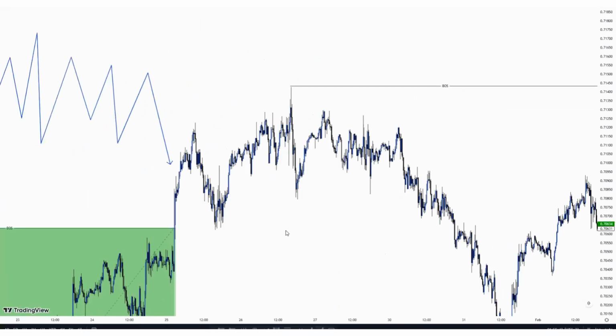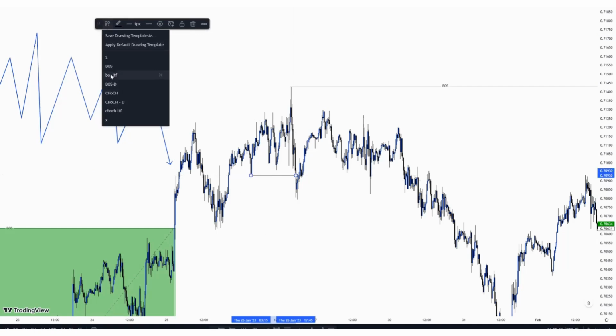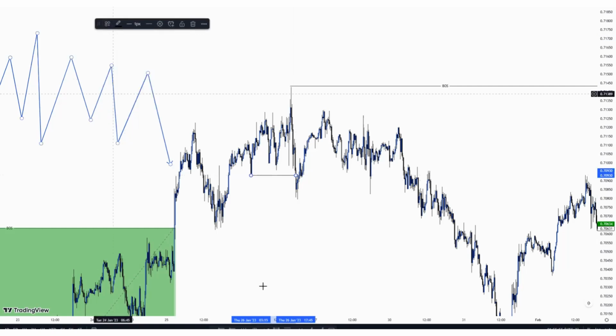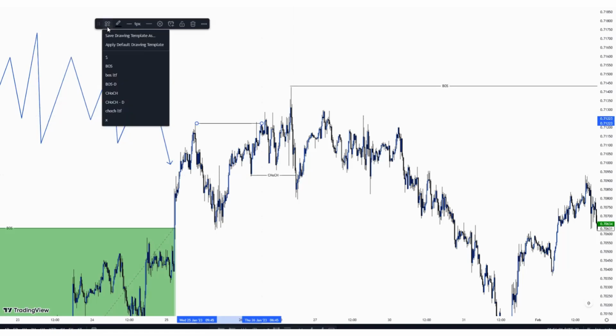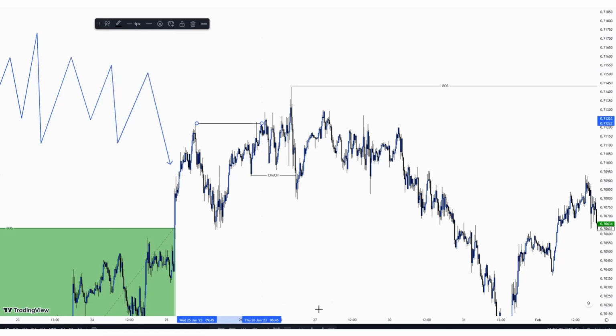Let's just use this low here. So this was the change of character. Let's label this a bit. This is a break of structure. This is a break of structure. This was one nice entry also. This was one nice entry.